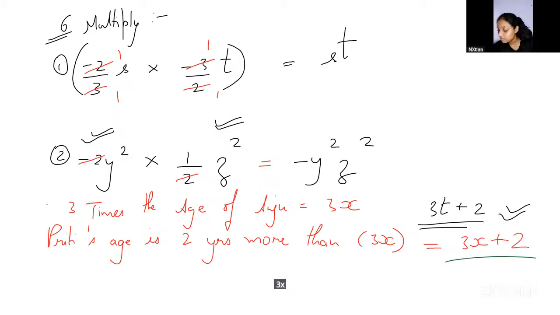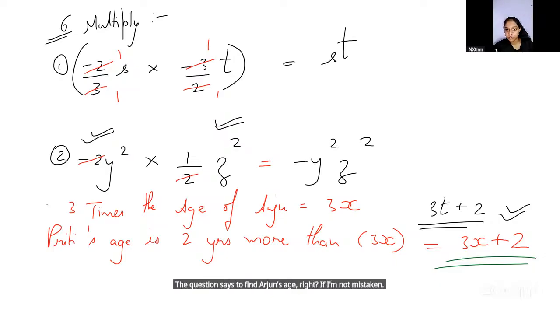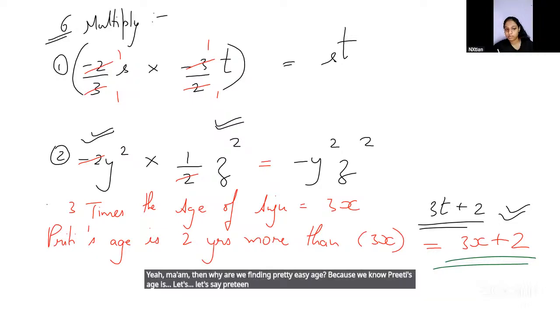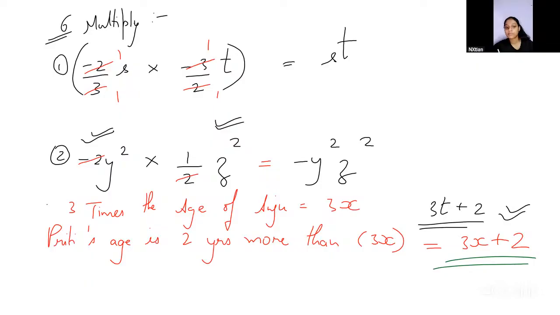Ma'am, the question says to find Anju's age, right? If I'm not mistaken. Yes, the question says to find out Anju's age. Then why are we finding Preeti's age? Because we know, let's say Preeti's age is P. We know that P minus 2 divided by 3 will be Anju's age. Yes, Abraham, that is right.